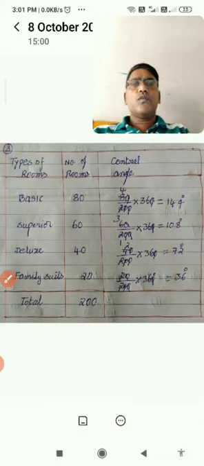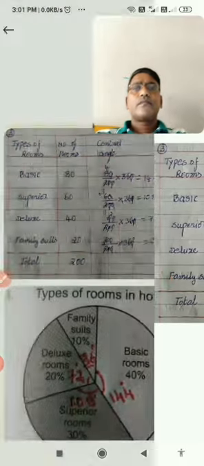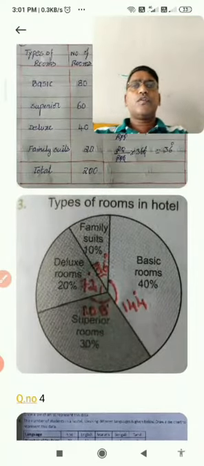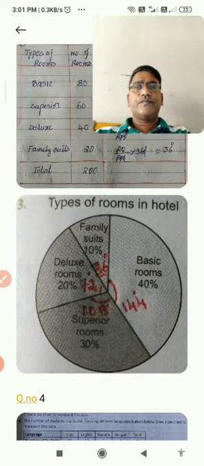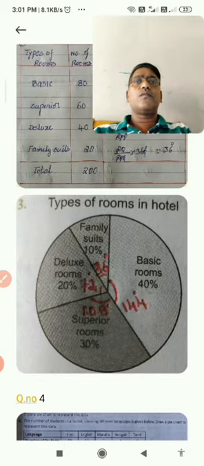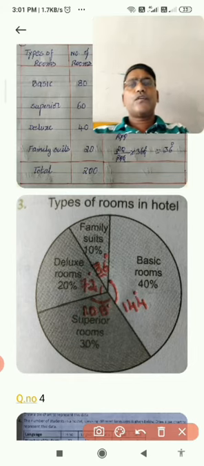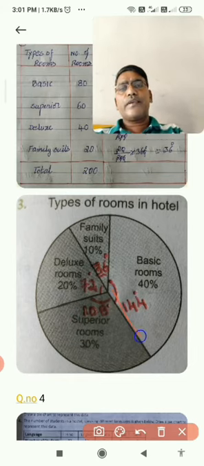Just I will show how to draw this. This is already drawn, it is given to you. You observe. I will explain the important points of how to construct the pie chart. First you make the circle with any radius. For example, this is a 2 centimeter circle. So you make the radius from here to here.